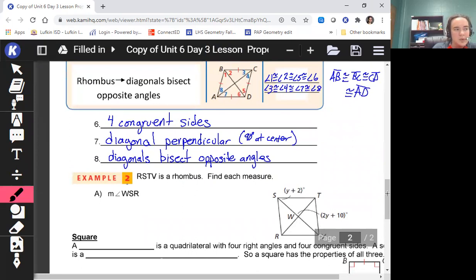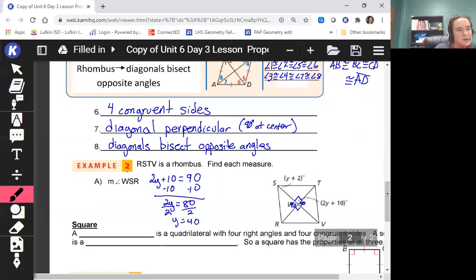Our next example, we have a rhombus here. And remember what I said, in the center where the diagonals intersect, put your right angles. So we know that 2y plus 10 equals 90. So we can solve for y like that. Subtract 10 from both sides. So 2y equals 80. Divide by 2. So y equals 40.